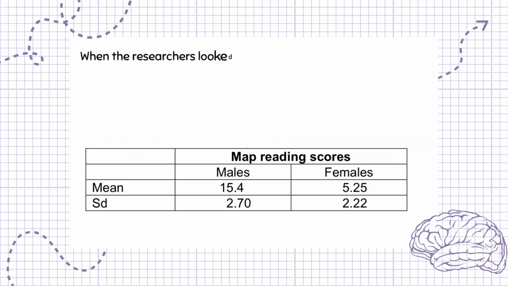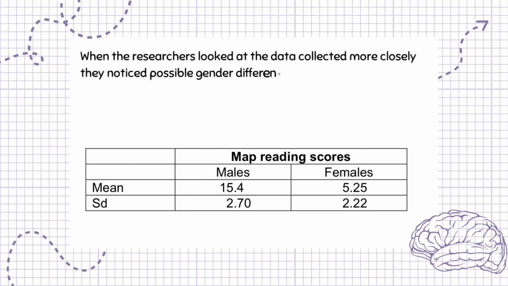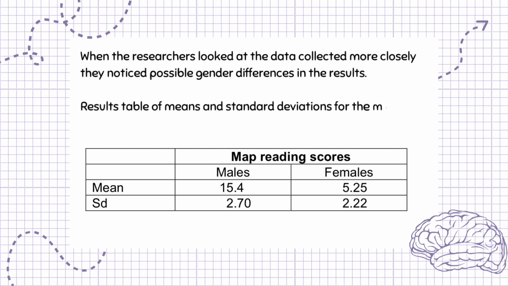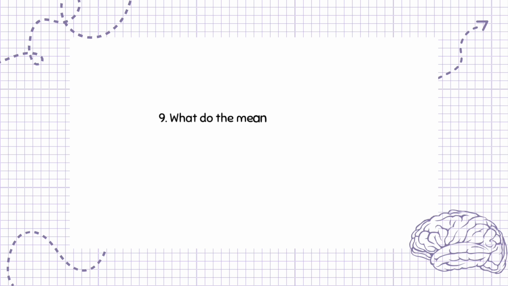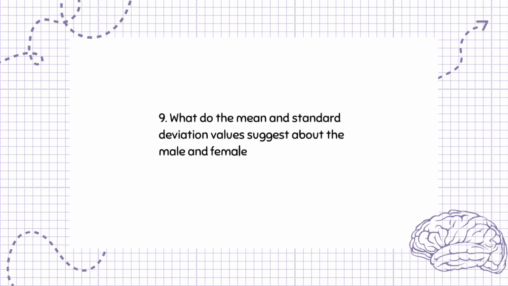When the researchers looked at the data collected more closely, they noticed possible gender differences in the results. Results table of means and standard deviations for the map reading scores of male and female motorists. Question 9. What do the mean and standard deviation values suggest about the male and female performances in the investigation?